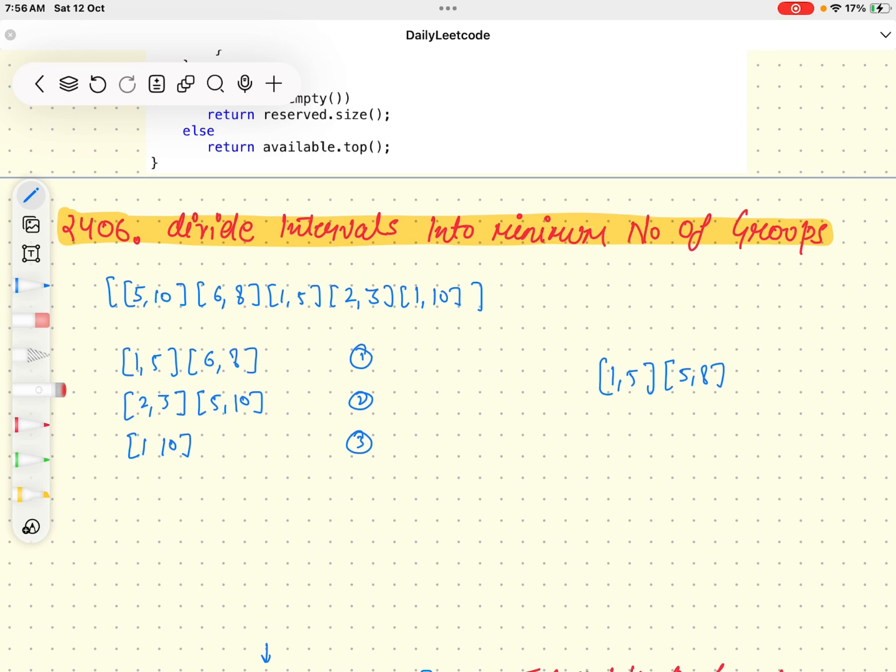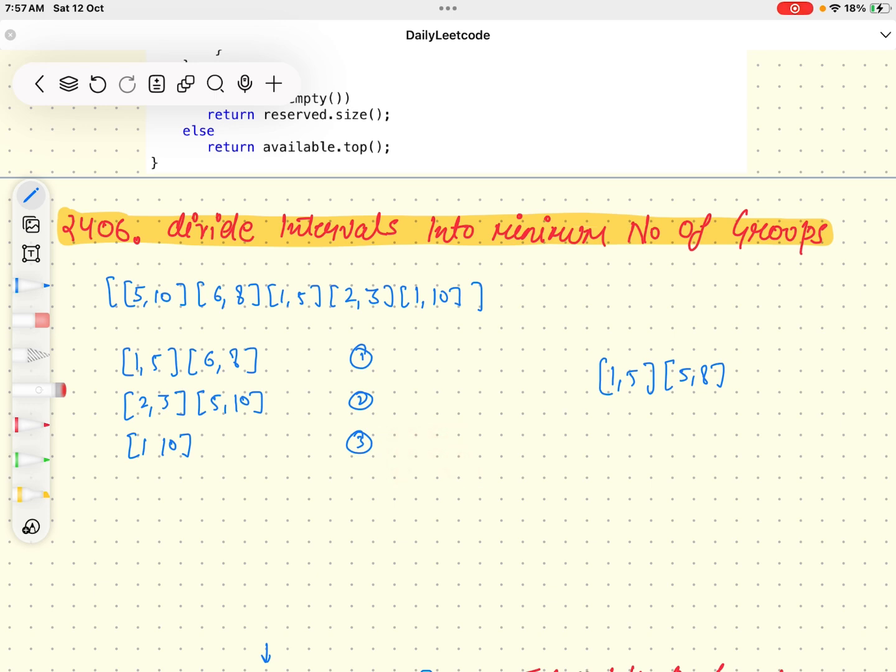Point to note over here is that if we have 5 and 5, then they are intersecting, which means that if we have 1 to 5 and then we have 5 to 8, then these are intersecting. In 1 to 5 and from 6 to 8, this will form one group. Then we will have 2 to 3 and 5 to 10, so these will form group number 2. See over here, they are not intersecting, and again at last we will have 1 till 10.